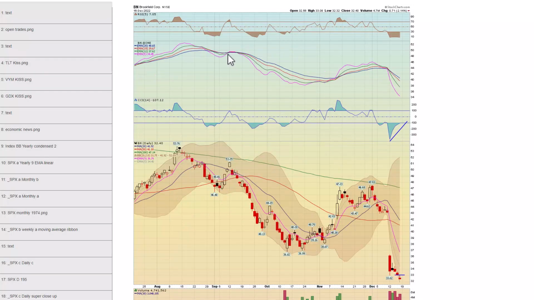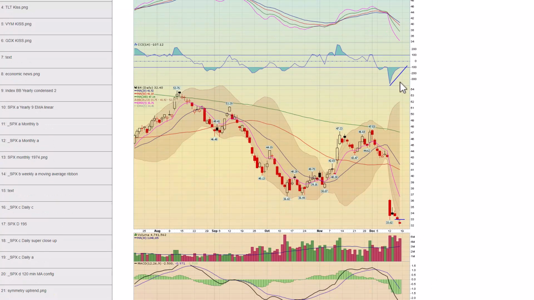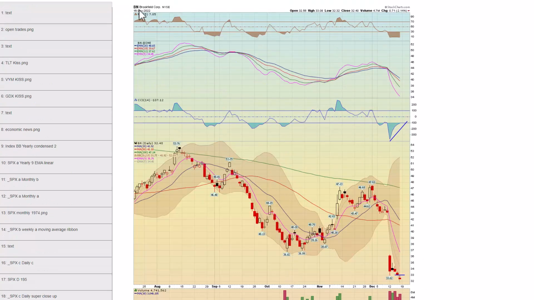Next, chart 91, BN, another reversion to mean CCI setup. Again, 1 penny above Friday's highs, stop at the lows if it triggers.